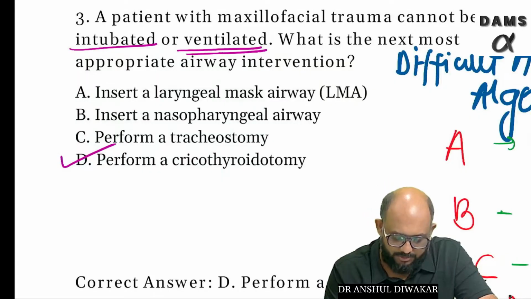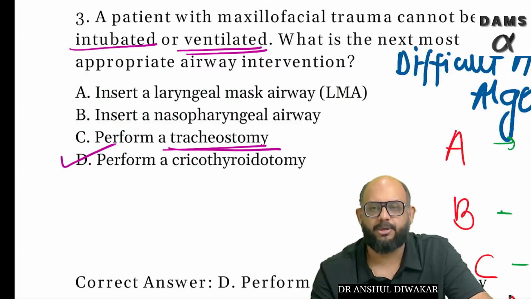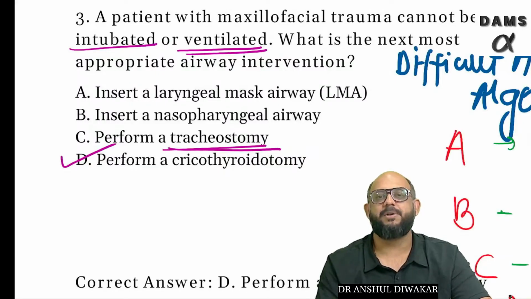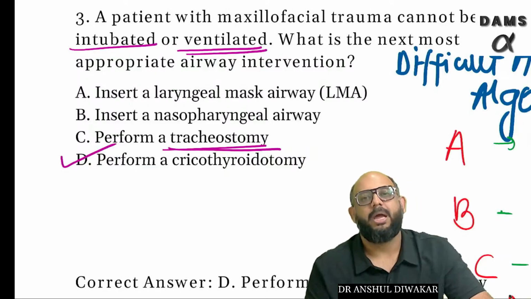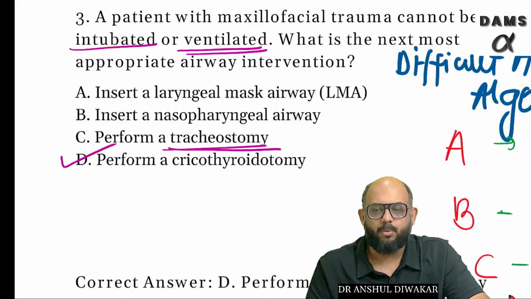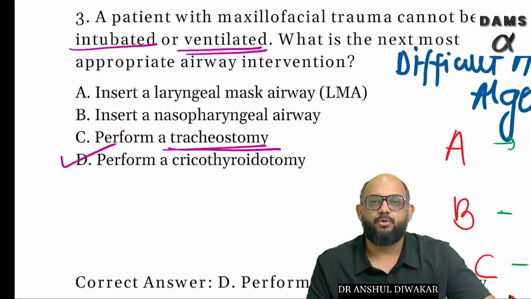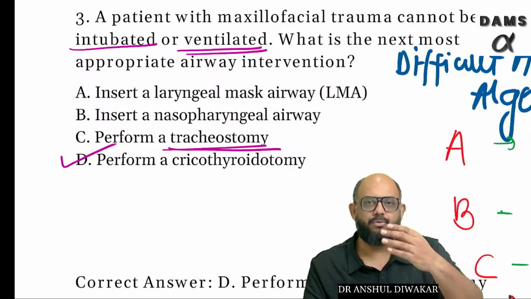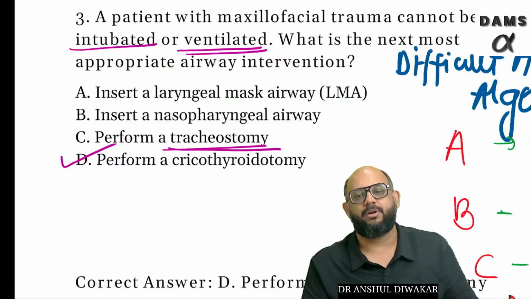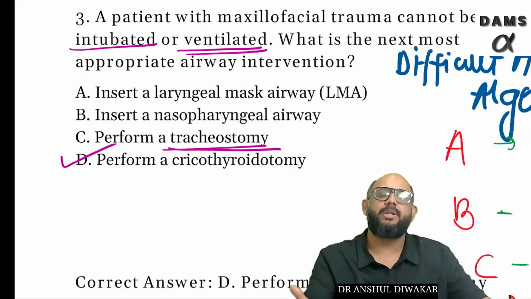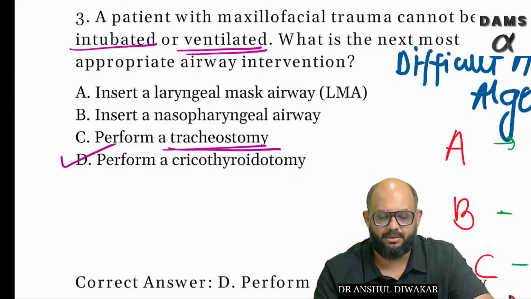Why not tracheostomy? Did it occur to anyone? See, tracheostomy is never a true emergency procedure. It will take some time. It is never a true emergency procedure, right? So you first do, as a rescue airway device, cricothyroidotomy just to keep the patient oxygenated, eventually going to get a tracheostomy done. All right.